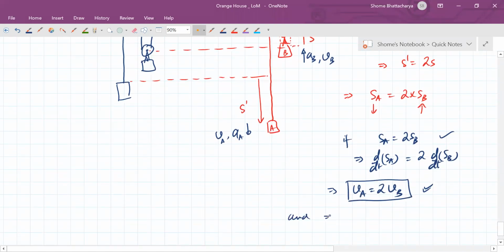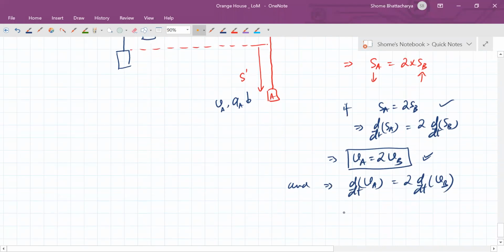now that implies that differentiation of velocity of A with respect to time will become 2 times differentiation of velocity of B with respect to time. So differentiation of velocity क्या होता है? Acceleration. So acceleration of A will be 2 times acceleration of B. Okay. So in other words, it's very simple.